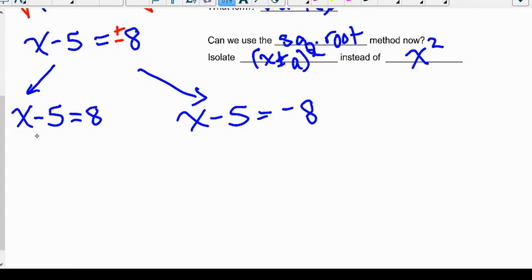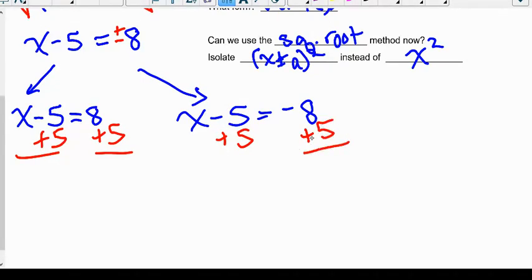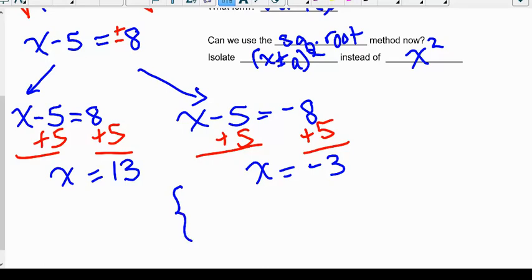So we go through our solving process, same for both of these, right? Add 5 to both sides. And we could do it over here, add 5 to both sides. Sorry. And what do we get? X equals 13, or x equals negative 3. Now here, I can write my solution. I like to do them in order. This is going to cross the x-axis at negative 3 and at 13.